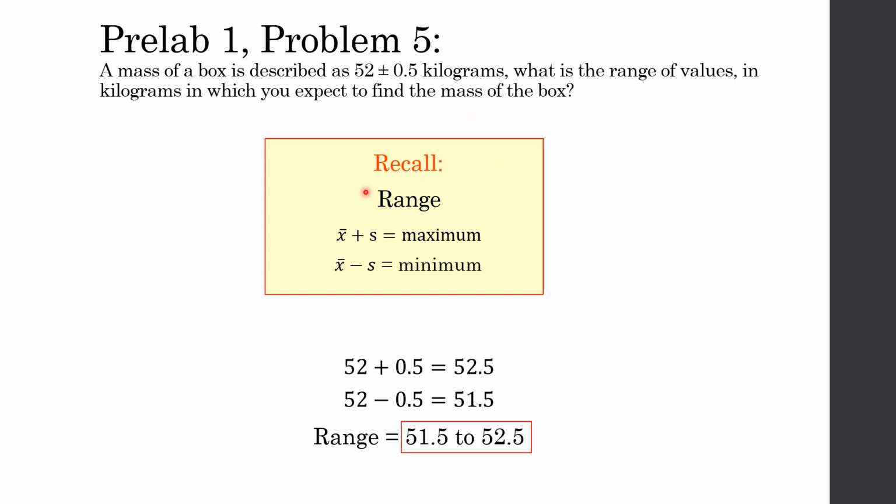So let's recall that the range is our average value plus the sample standard deviation and the average minus the sample standard deviation. Adding the sample standard deviation gives us our maximum value. Subtracting it gives us our minimum value. So we're going to do just that so that we can compute our range. 52 plus a half gives us 52.5. 52 minus a half gives us 51.5. That means the range of values in which we expect to find the mass of the box is between 51.5 to 52.5.